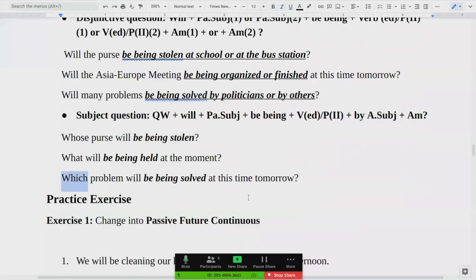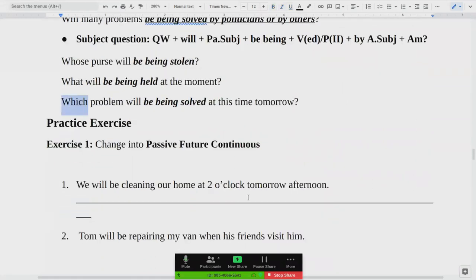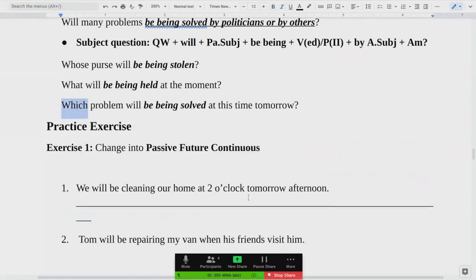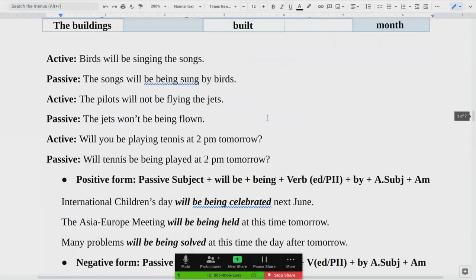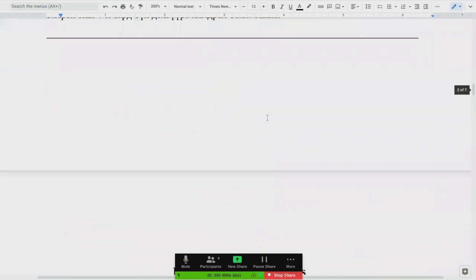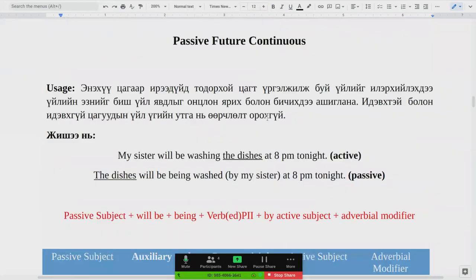Then we have done all the exercises in the previous lesson, and I'm sure that you can understand and catch up with the future continuous passive form. So do you have any questions about the passive future continuous? If no, let's get started with today's lesson.